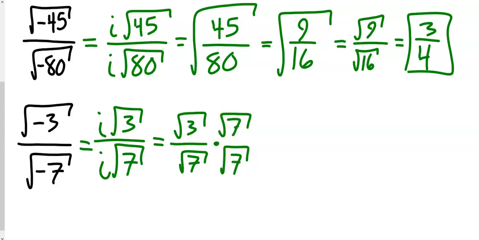So we're going to multiply by the square root of 7. On top, that gives us the square root of 21. On bottom, that gives us 7, because square root of 7 times square root of 7, the number pops out. And the square root of 3 can multiply the square root of 7 because they're both radicals, which gives you the square root of 21.